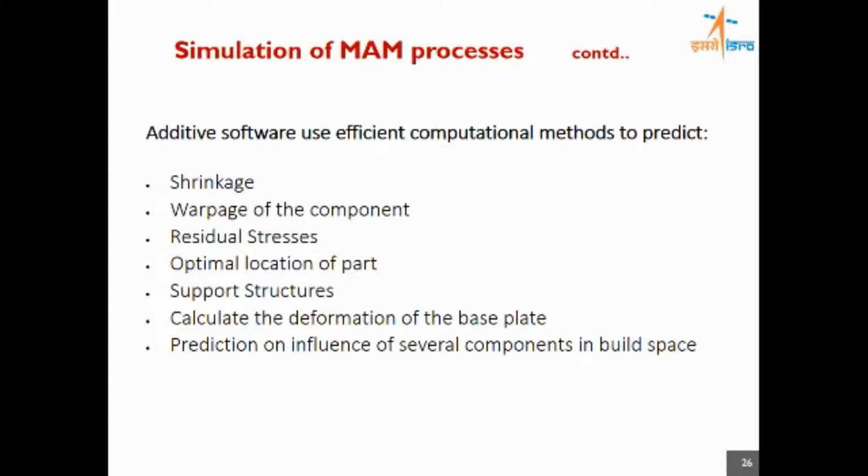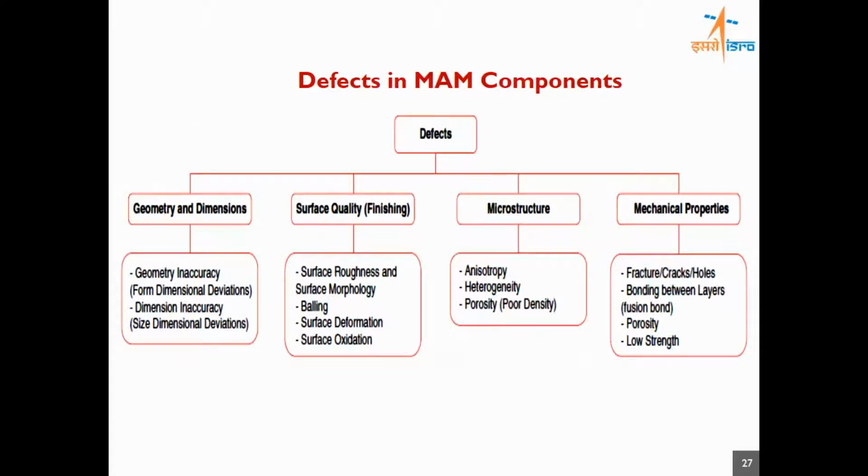So these are the classification of various kinds of defects that are possible in additive manufactured products. They can be classified into geometry and dimensions, the surface quality, and the microstructure. It is mainly related to the anisotropy of the microstructure, which is leading to anisotropy in the mechanical properties. And these are the various defects listed under each of these categories. I'll not go into much detail, but mostly it is porosity and the bonding between the layers. These govern the mechanical properties. If there are any cracks or pores in the component, they tend to lower the mechanical properties achievable in the component.